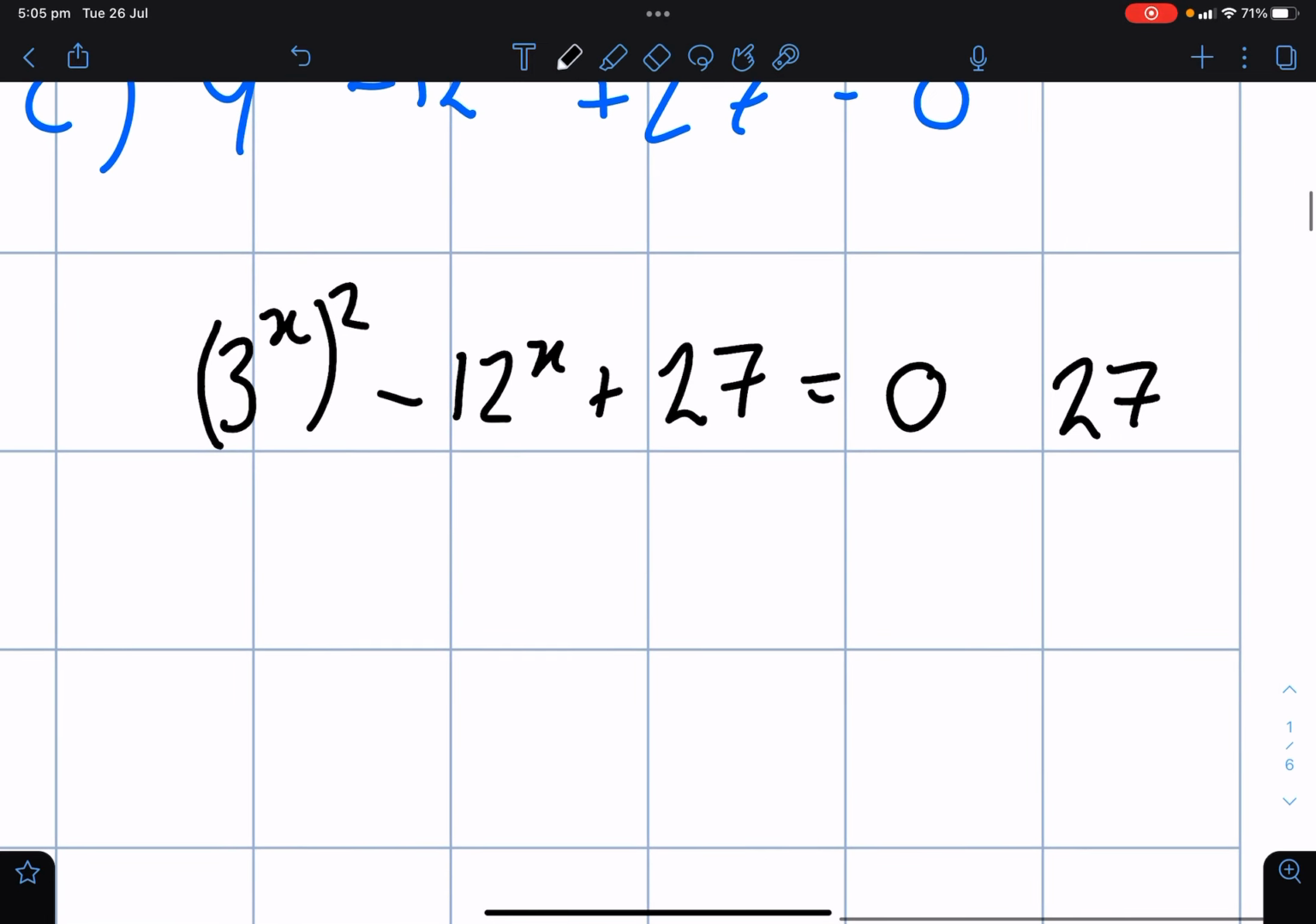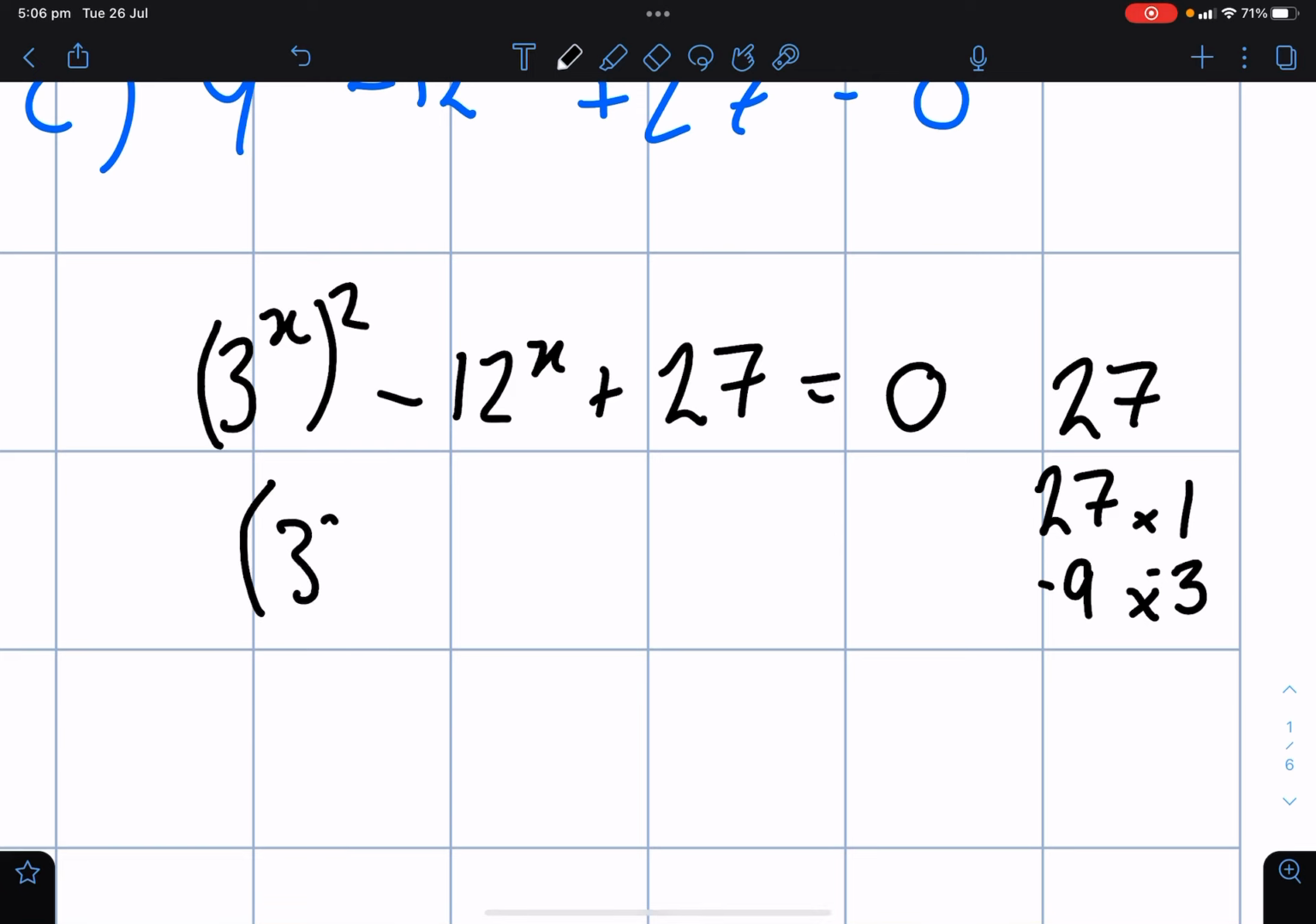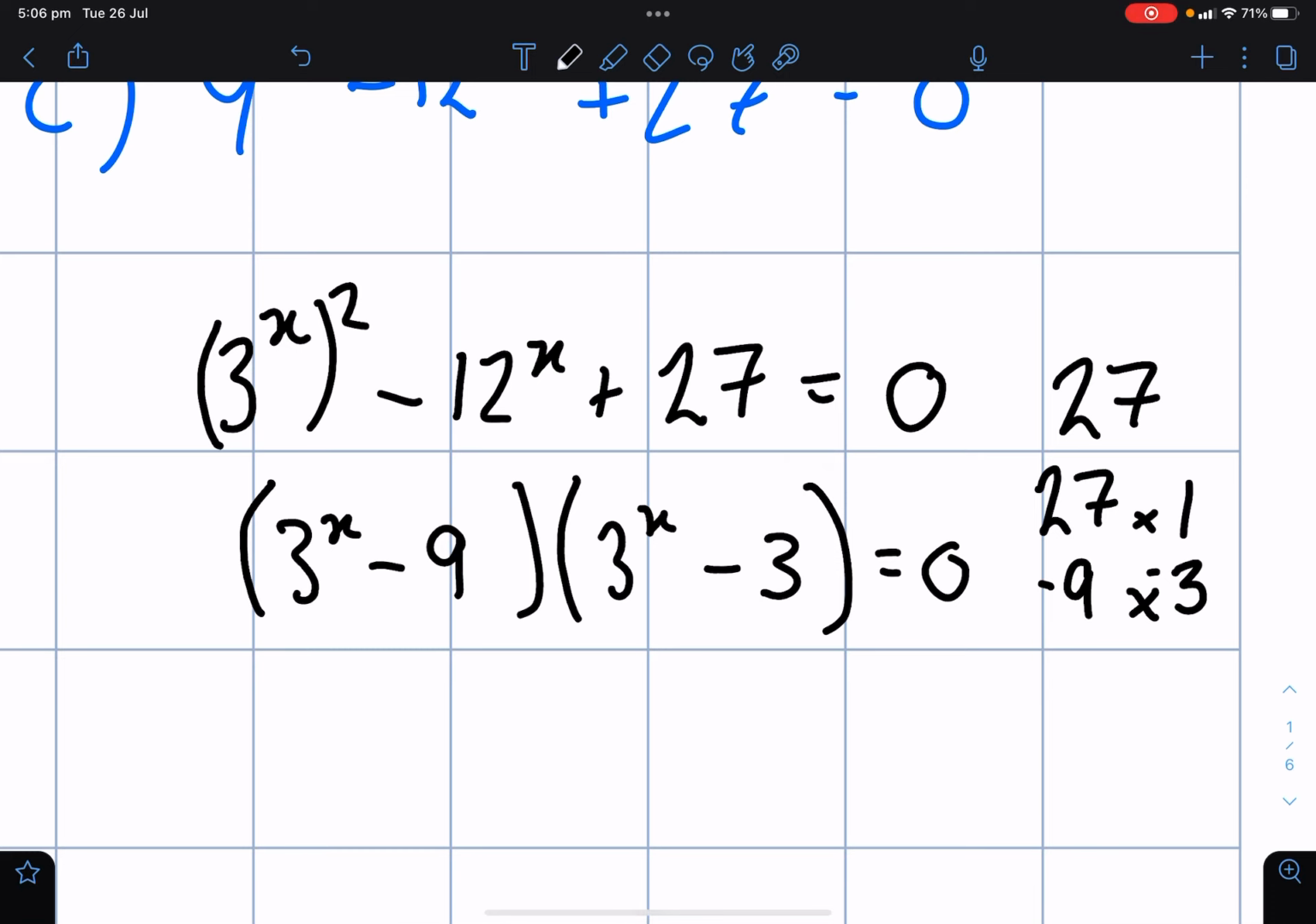So let's look at the multiples of 27. So we've got 27 times 1, and we've got 9 times 3. I reckon that is looking pretty good, because with 9 and 3, we can easily make negative 12 by having negative 9 and negative 3, which still gives me my positive 27. So they're my two numbers. So we've got 3 to the power of x, because it's squared, so we're going to put our brackets, 3 to the power of x like that, equals 0. So my two numbers are negative 9 and negative 3.